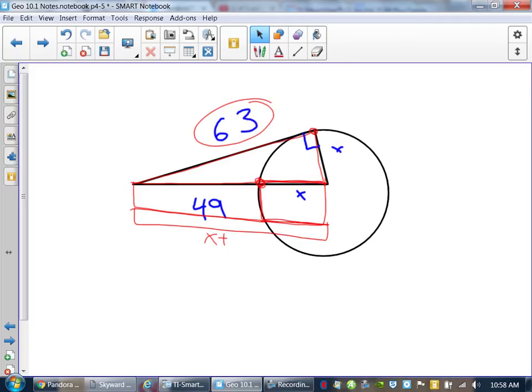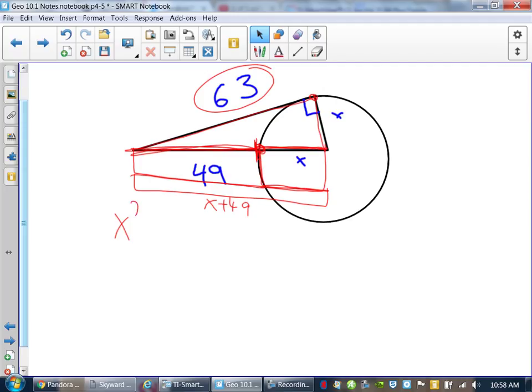This was inside the circle. This 49 part was outside the circle. Oh, I thought it was 49 just right down below. So that means the whole thing is x plus 49. So you get your right triangle where you've got a leg that is x, a leg that's 63, and the hypotenuse then is the x plus 49 quantity squared.